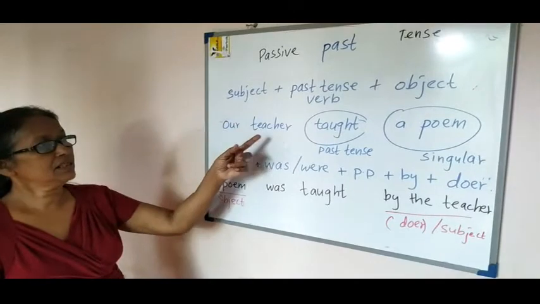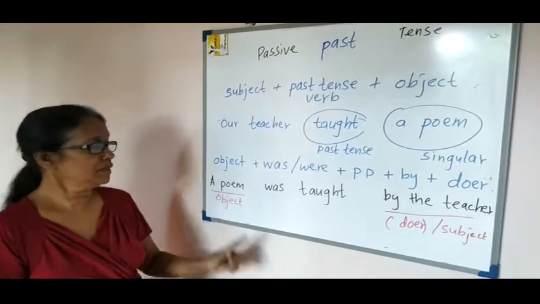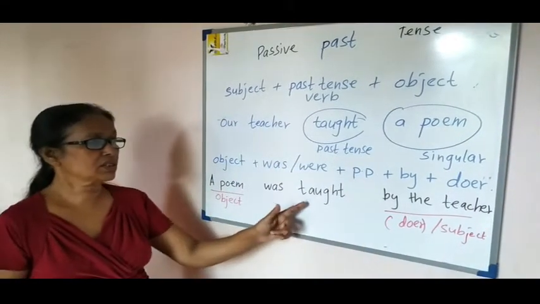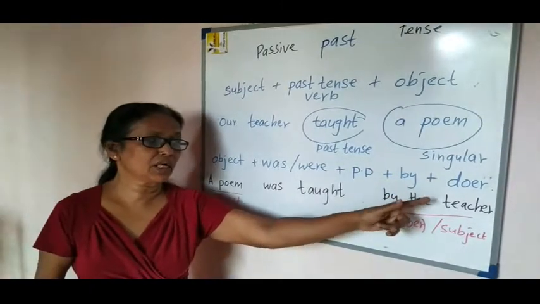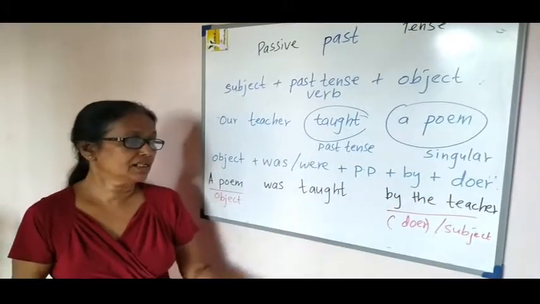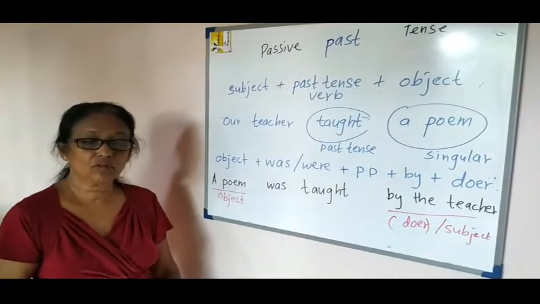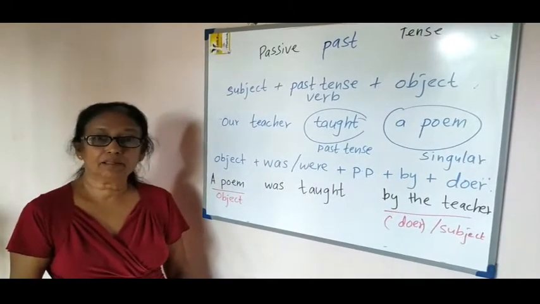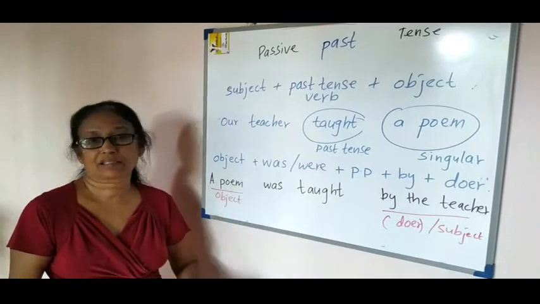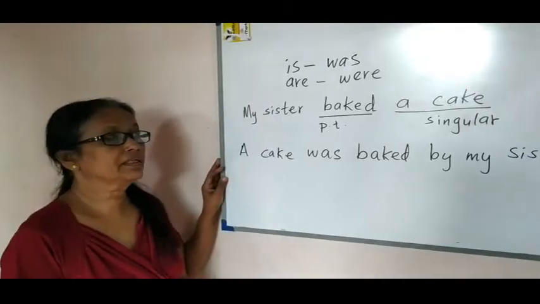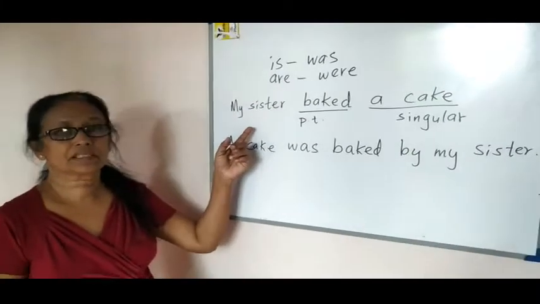Our teacher taught a poem. A poem was taught by our teacher or by the teacher. Right. That is the way you have to study passive past. Okay. Let's see another past tense sentence.